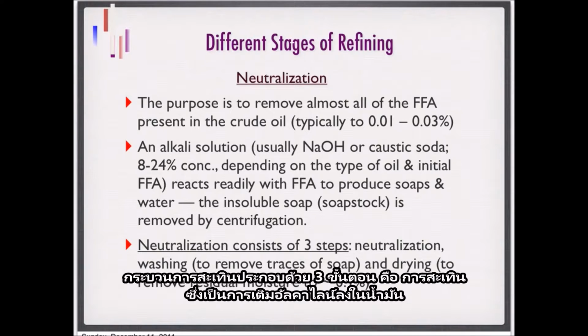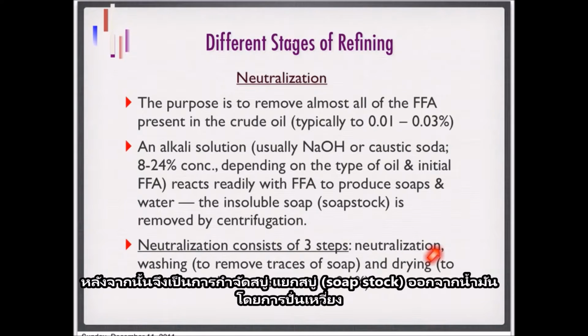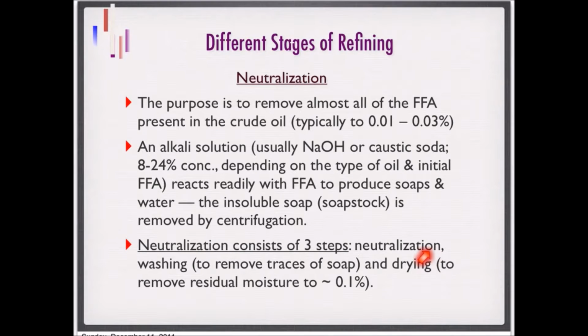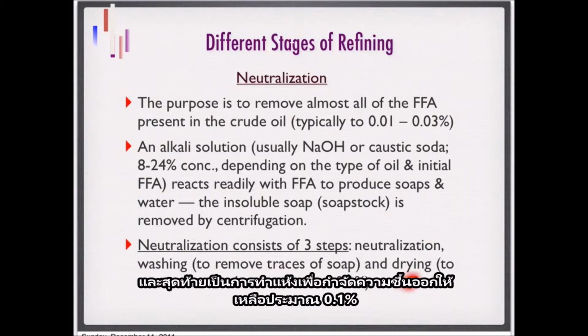So basically there are 3 steps in the neutralization process. The neutralization itself, when we add the alkali to the oil, then we separate the soap stock from the oil by using centrifugation. But after that, there are probably some traces of soap which can be removed further by a washing step, and finally drying to remove whatever moisture is still there, down to a very low level, around 0.1%.